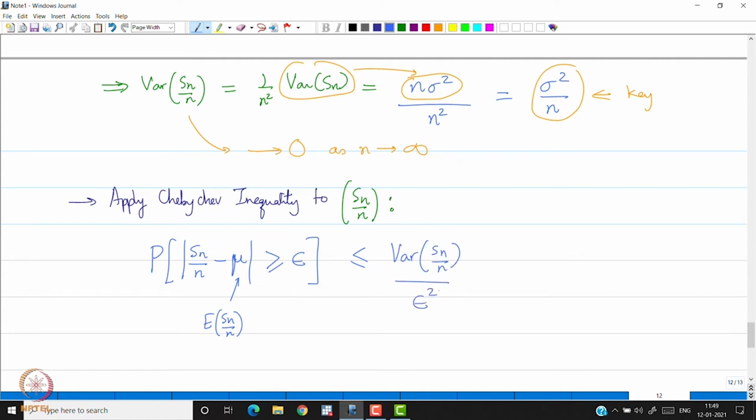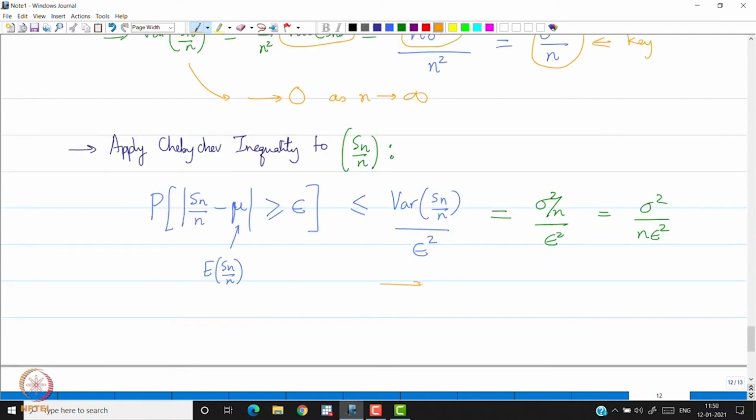So this was what was done earlier in the course, right, and it turns out that in this particular case, this variance of Sn by n is a key thing which is going to be sigma squared by n epsilon squared. So sigma squared is some finite quantity, and epsilon of course is in our control. We can decide how big we want to make epsilon. Whatever, the point is, this probability is also going to 0 as n goes to infinity.